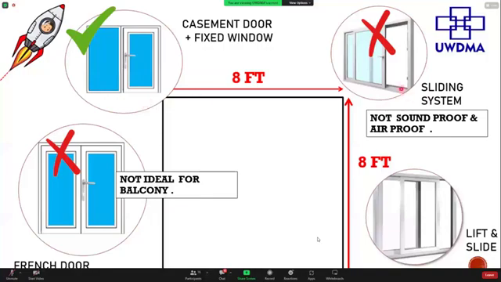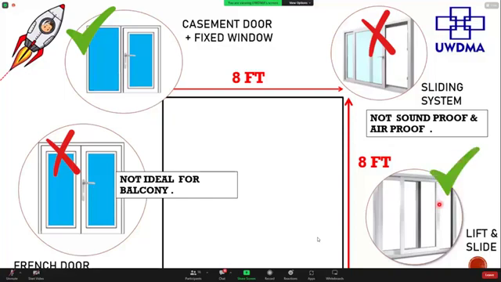Sliding system: if the client was not particular about soundproof and dustproof, then of course the sliding system is the ideal solution for a balcony because it doesn't need any space to open, neither inside nor outside. That's why people prefer sliding systems for balconies. But in this case, our client is very specific that he needs a dustproof and soundproof solution. Therefore, we are not going for the sliding system, and it's a big cross in this case. In other cases it could be a yes, if your client is not so particular about soundproofing and dustproofing.